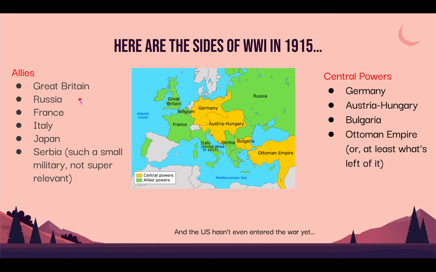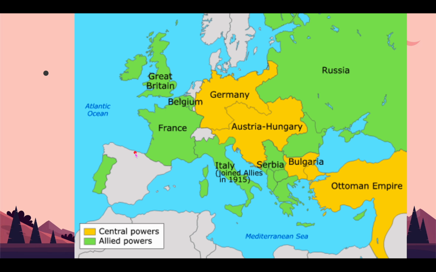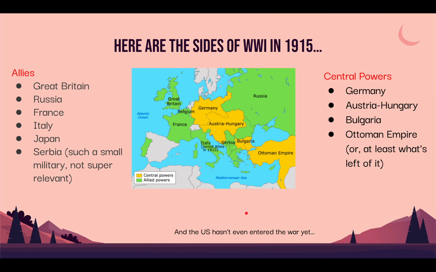So here are the sides of World War I in 1915. We have the Allies, which are Great Britain, Russia, France, Italy, Japan, and Serbia. Serbia, although they kind of started the war, doesn't play a major role because they have such a small military. And then the Central Powers, we have Germany, Austria-Hungary, Bulgaria, and the Ottoman Empire, or at least what's left of the Ottoman Empire since it's crumbling away. And just to put this all in perspective, the US hasn't even entered the war yet.